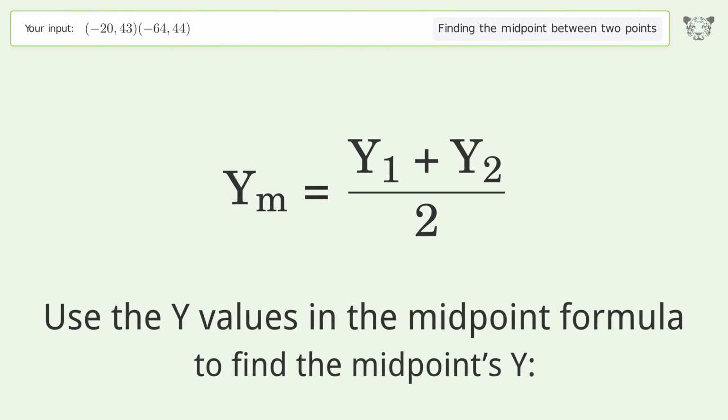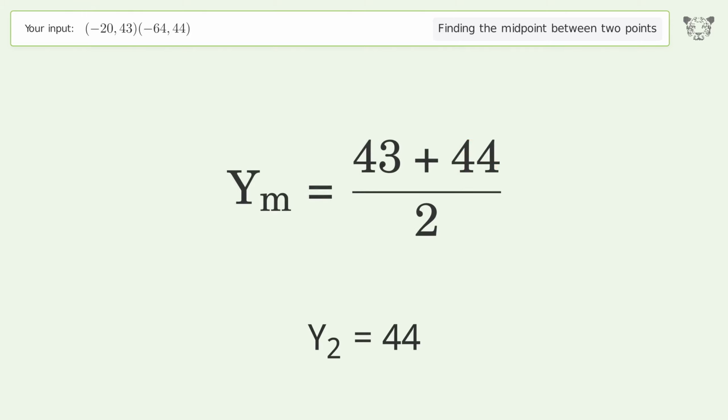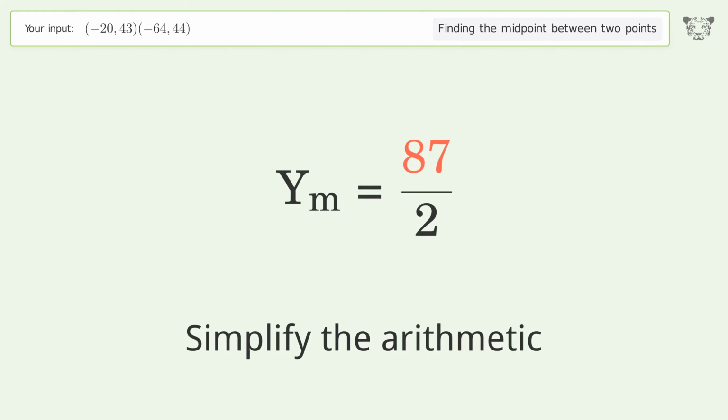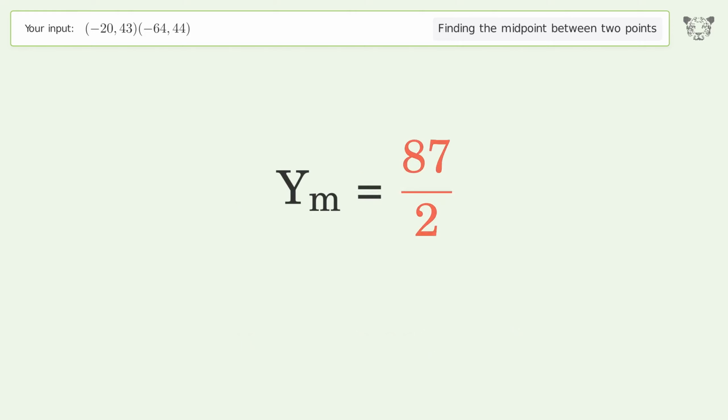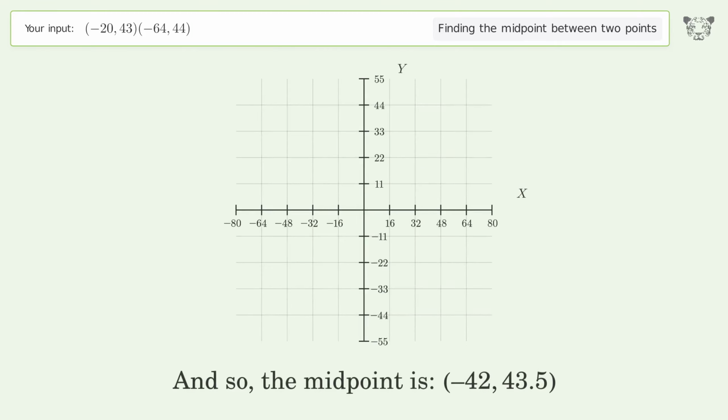Use the y values in the midpoint formula to find the midpoint's y. y1 equals 43. y2 equals 44. Simplify the arithmetic. And so, the midpoint is negative 42, 43.5.